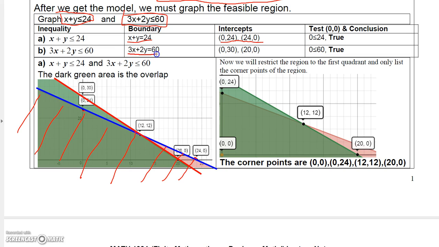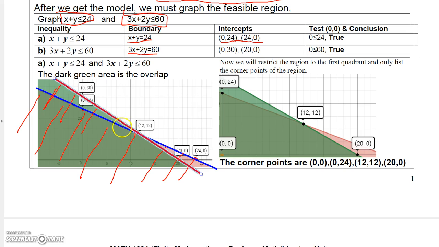Now, the other line, 3x plus 2y is less than or equal to 60, its boundary is 3x plus 2y equals 60. And you can find its intercepts. If x is 0, y is 30. If y is 0, x is 20. So it goes through this point up here, 0, 30, and it goes through this point right here, 20, 0. So I draw a line through there, okay? And then, again, I test this point 0, 0 here, and I get a true statement: 0 is less than or equal to 60. So in that case, I would have to graph everything below this line. Okay, so that would be this region here.